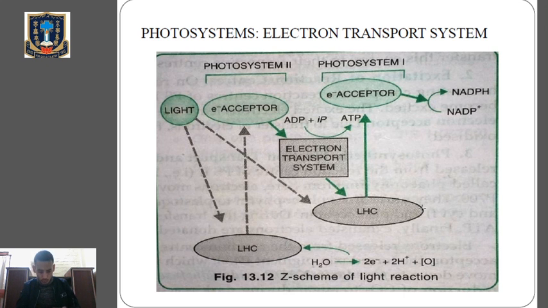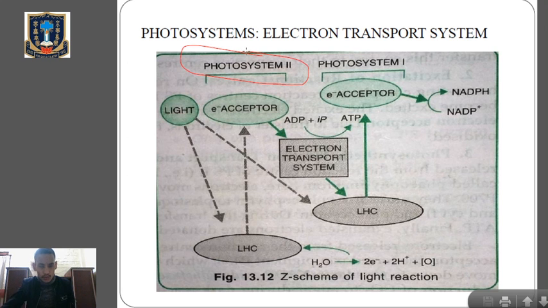Okay, so now between PS1 and PS2 we are going to discuss the flow of electrons, also called the electron transport system, that will lead to the formation of ATP and NADPH. Clear? So let's see the flow of electrons through the photosystem. Very carefully, in photosystem 2, first of all we have PS2, you keep in mind.